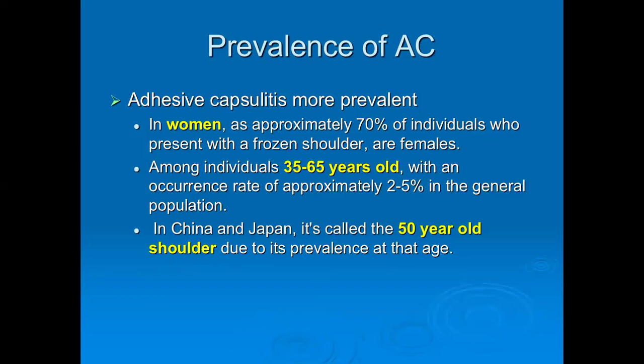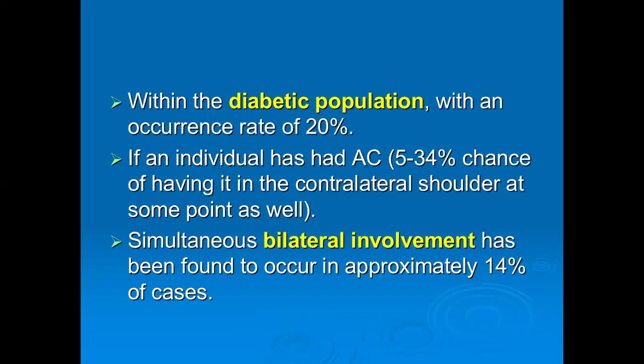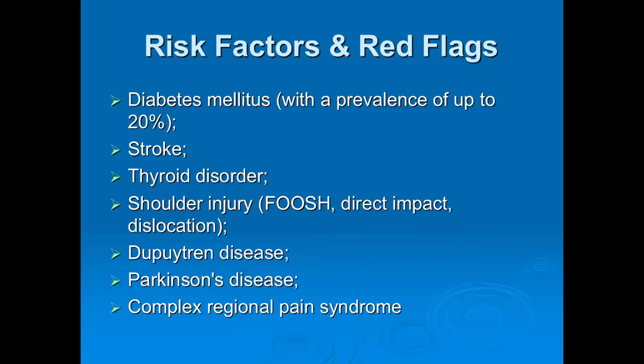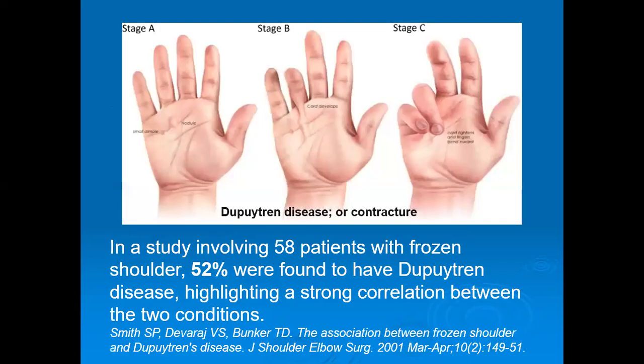Then we discussed the prevalence of diabetes in the general population, and we discussed it in the diabetic population. After that, we discussed the risk factors and the red flags. We discussed the relationship between skin disease or contracture and the shoulder. We discussed studies from the literature.